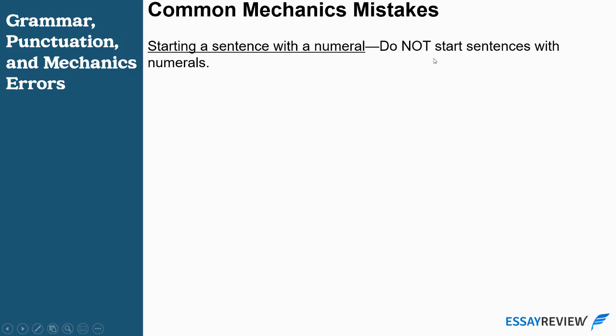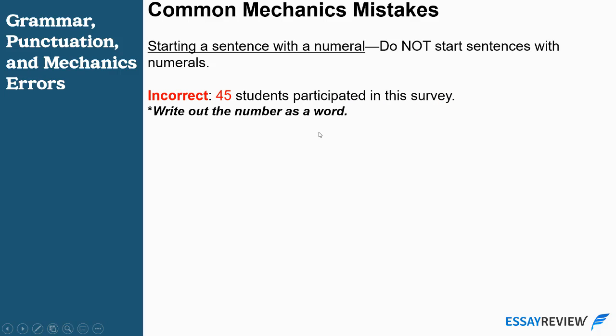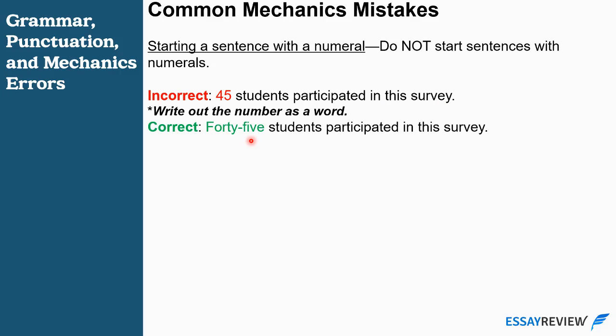Okay, starting a sentence with a numeral. Basically, don't start sentences with numerals. "45 students participated in the survey." No, just write out the word. "Forty-five students participated." If your number is very long, like 4,553 students, then don't start it with the numeral. You can change the sentence because you don't want to write out a long numeral either.